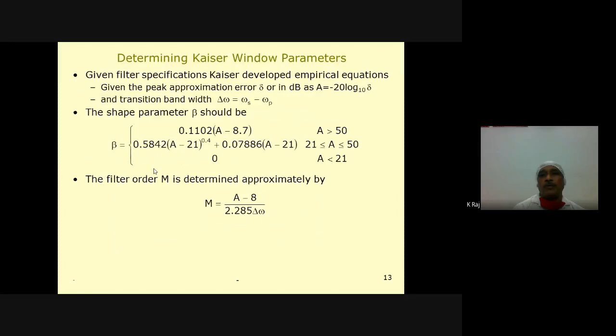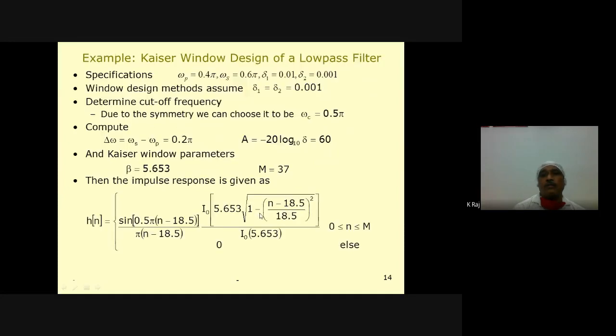Again, coming to this one, how will M be calculated? The filter order M is determined approximately by this formula, that is, M is equal to A minus 8 divided by 2.285 delta omega. Delta omega is the transition width. So again, come to this point, and we will calculate M. M is 37. Suppose this is 36 point something, then we can consider the next higher integer.